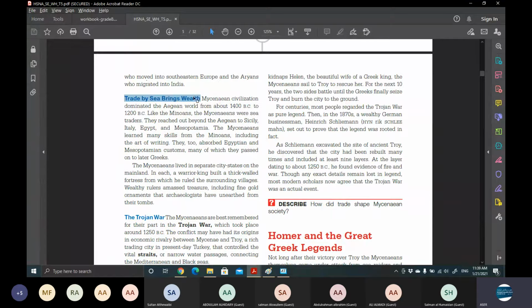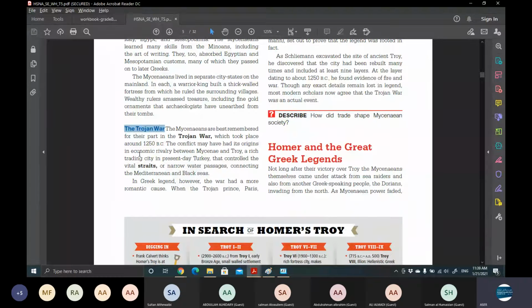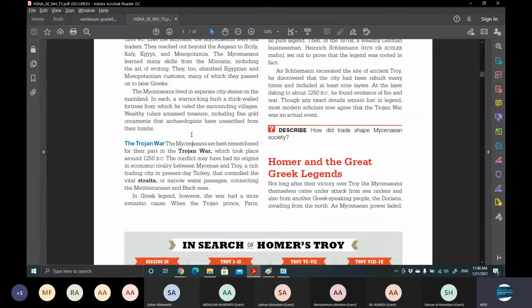The trade brought them wealth, of course, via the sea. So by trade, they became very rich, and they started to develop and adapt to the new circumstances of their age. Yet, like any other civilization, at one point there was the Trojan War, the war between Troy and the Dorians. Another Greek people came to the city of Troy because of its location and its access to the water passages, and it was very wealthy through trade with other civilizations. So they needed to take it.